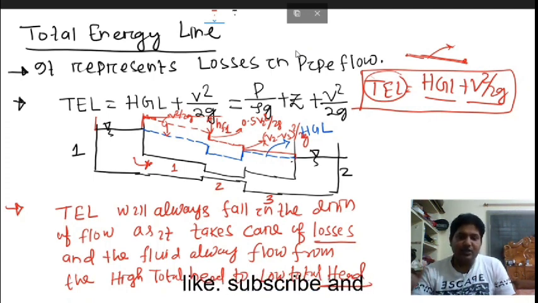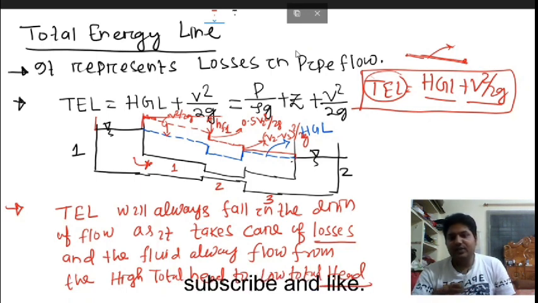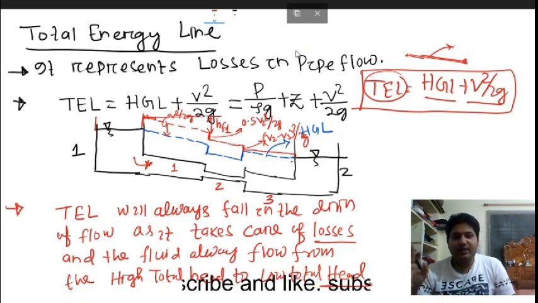So when there is no external source connected to any pipe or reservoir, the total energy line always falls in the direction of the flow. When you attach a pump, hydraulic machine, or hydraulic turbine, then due to the external energy it is supplying to the movement of the water, the total energy line rises. Okay, that is my objective.